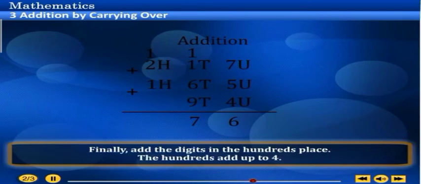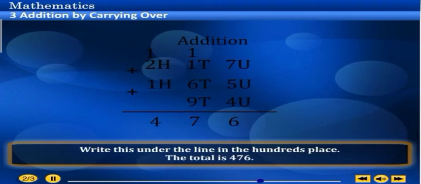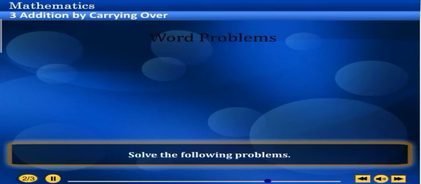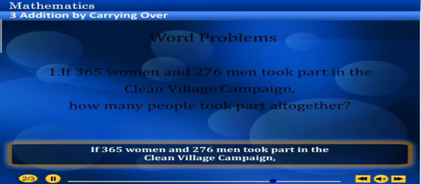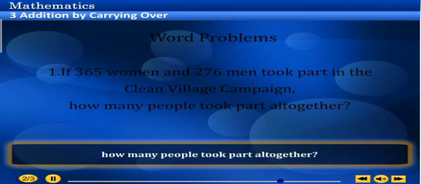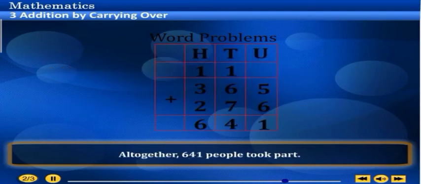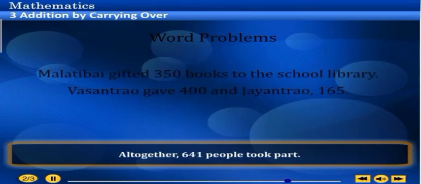Finally, add the digits in the hundreds place. The hundreds add up to 4. Write this under the line in the hundreds place. The total is 476. Word problems. Solve the following problems. If 365 women and 276 men took part in the Clean Village campaign, how many people took part altogether? Altogether, 641 people took part.